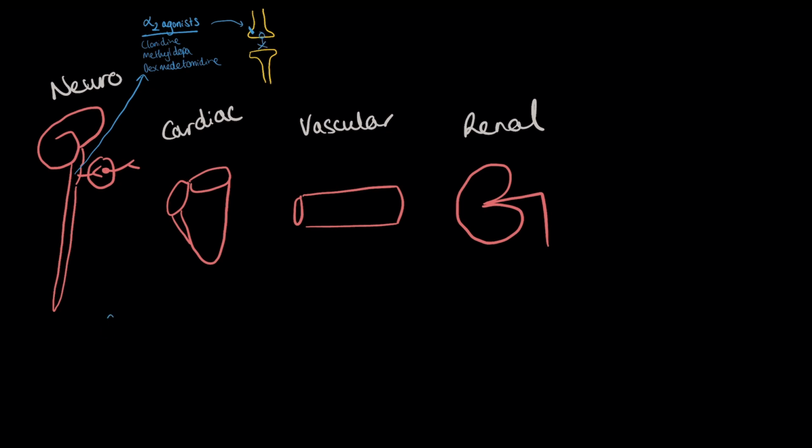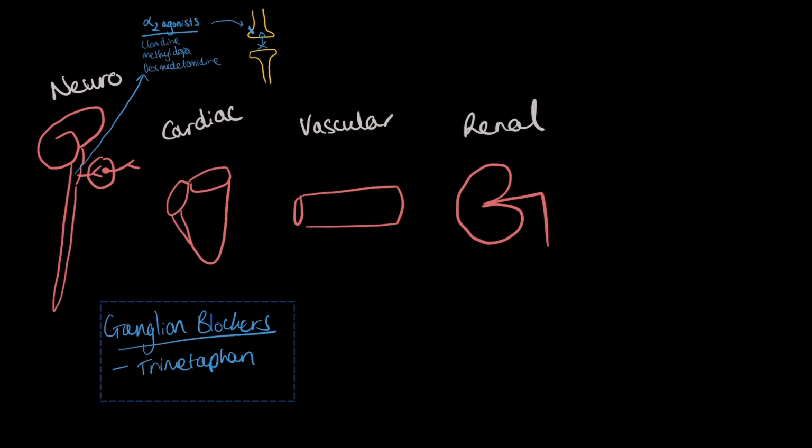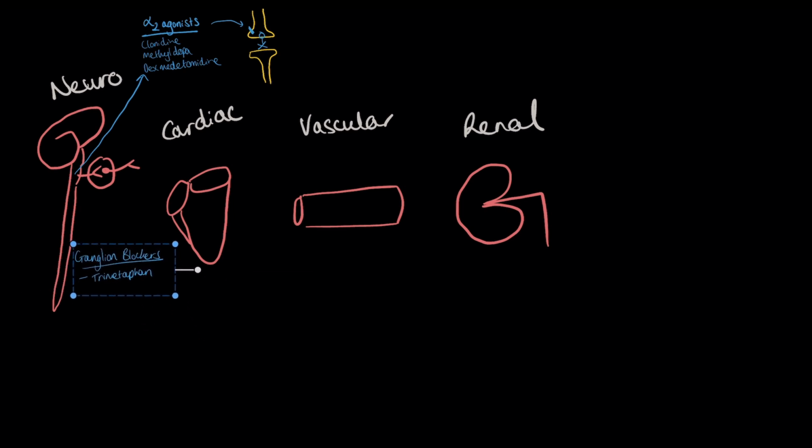system on the vasculature. The next group of drugs which act in the nervous system are ganglion blockers, such as Trimetaphan. This group of drugs block the activity of acetylcholine on nicotinic acetylcholine receptors in the autonomic ganglia. This reduces both parasympathetic and sympathetic activity in the body, but you can imagine, because of its extensive side effect profile, it's no longer used nowadays.